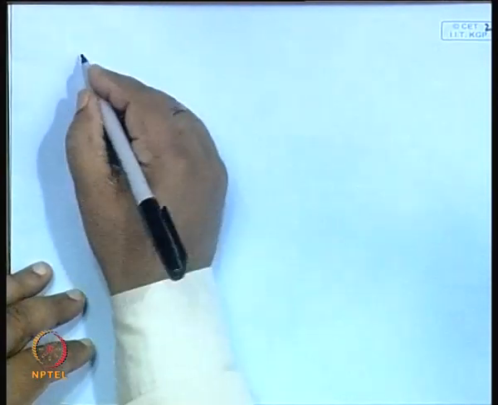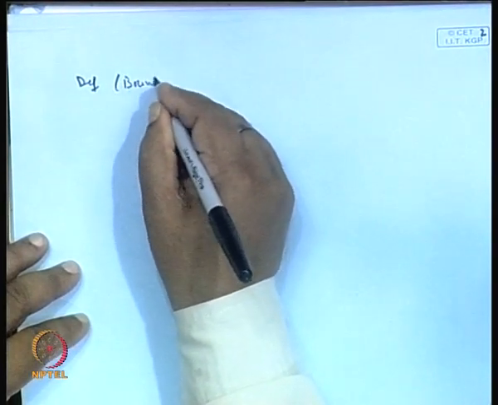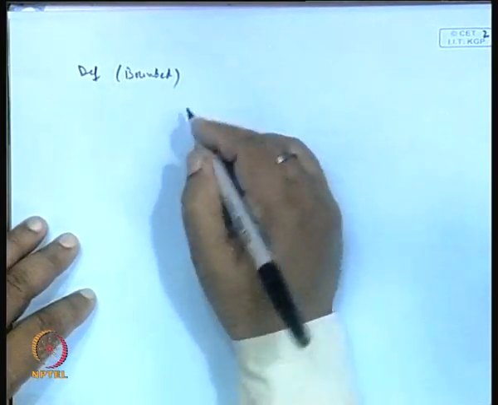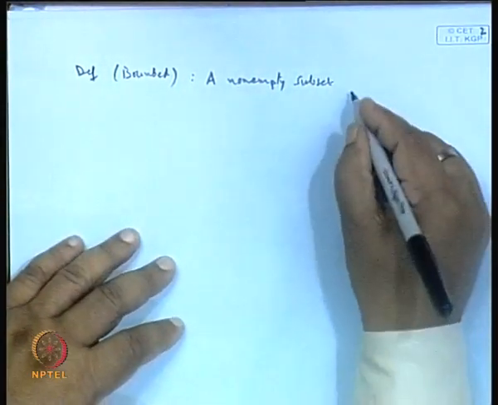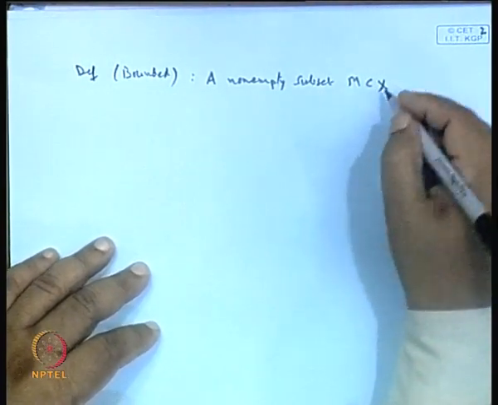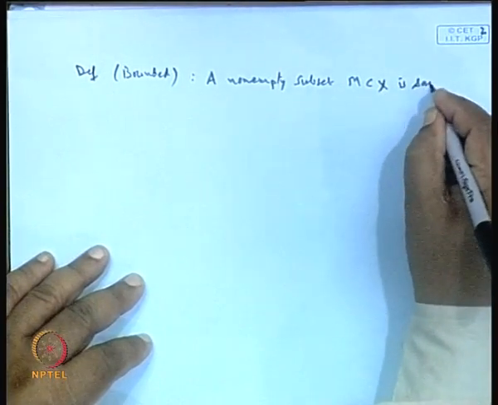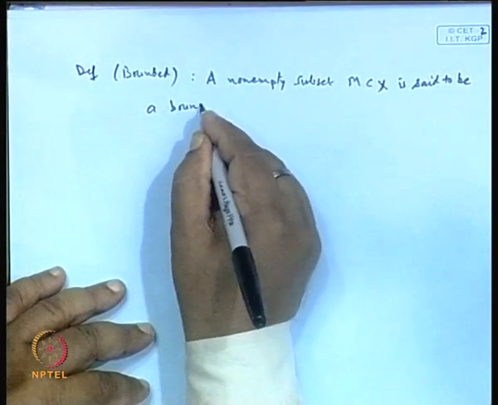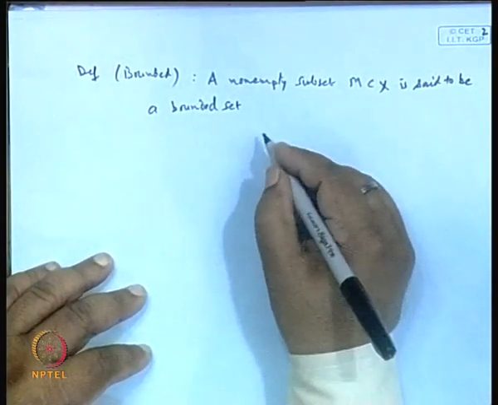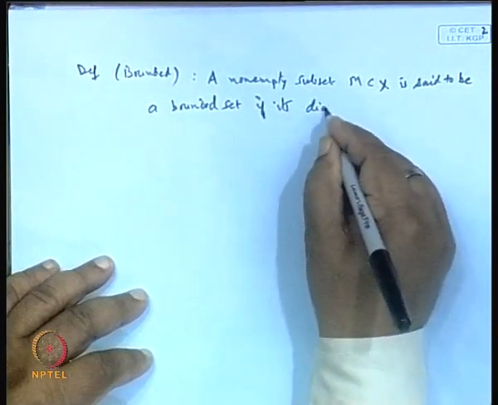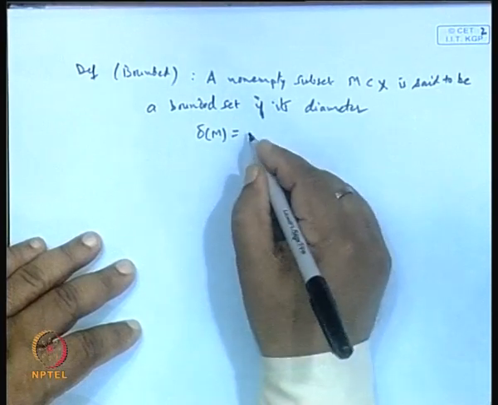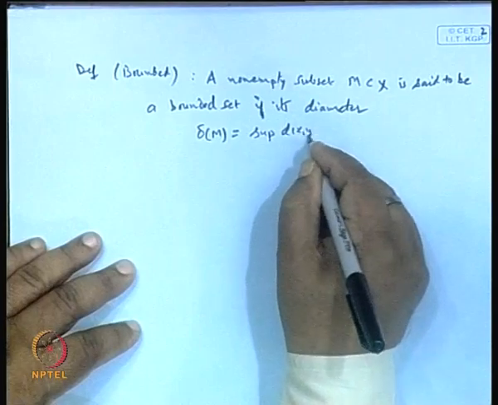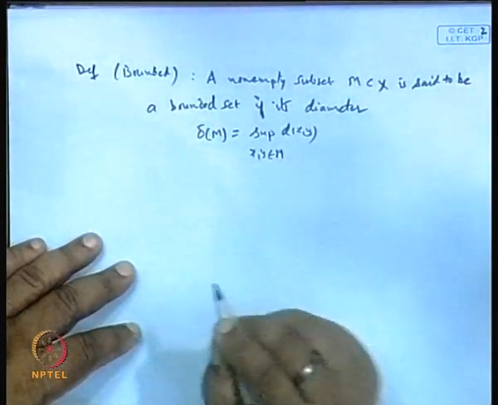Boundedness. A non-empty subset M of X is said to be a bounded set if its diameter delta(M), which is equal to the supremum of d(x, y) over all points x, y of M, is finite.